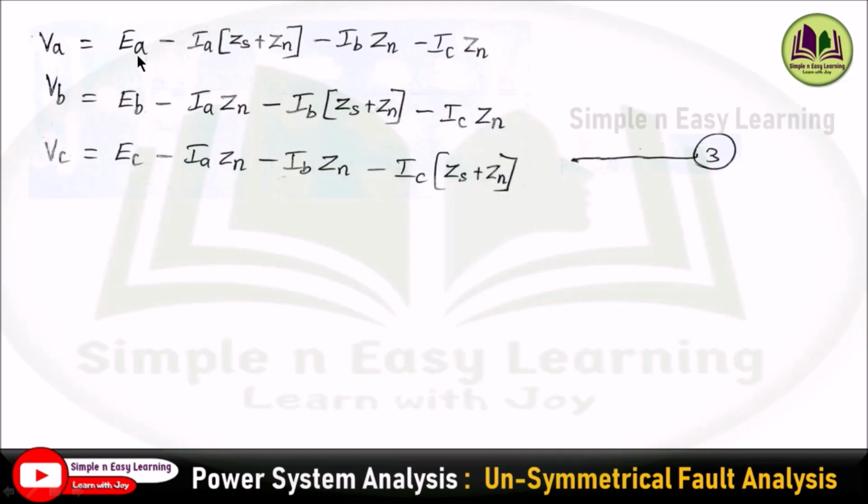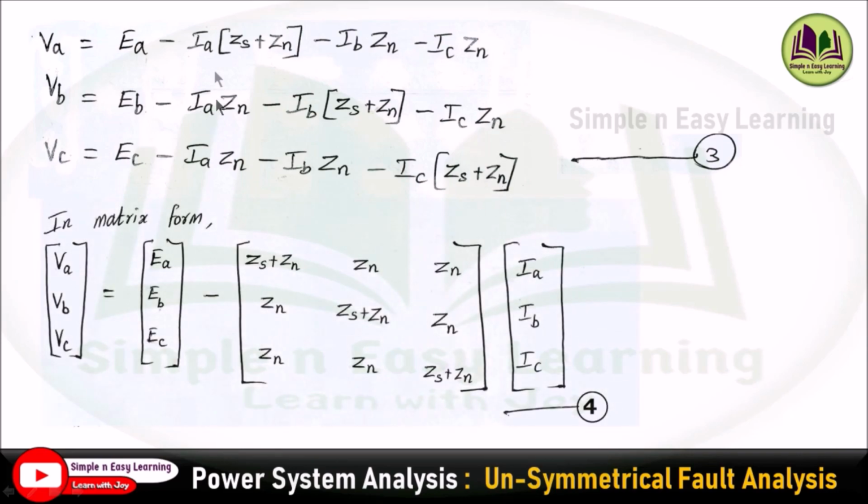Now VA equals EA minus, taking IA as common, Zs plus Zn, and minus IB into Zn minus IC into Zn. Similarly for B phase, taking IB as common, we get Zs plus Zn, and similarly for VC, taking IC as common, we get the term Zs plus Zn. So this is your third equation.